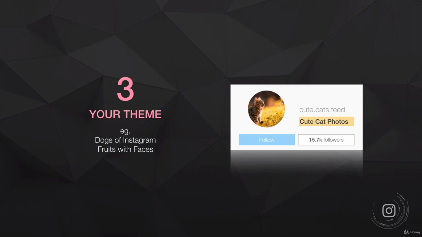So Cute Cats Feed is the handle here, and Cute Cat Photos is the name. Obviously, you can see that Cute Cat Photos was taken as the username. So they just went to Cute Cat's Feed because they're playing off the word Instagram news feed there, which is really cool.